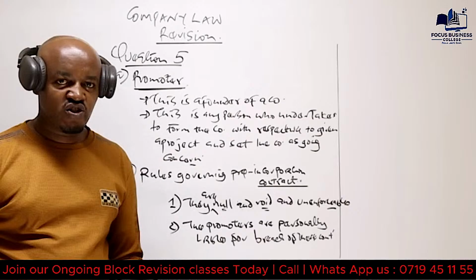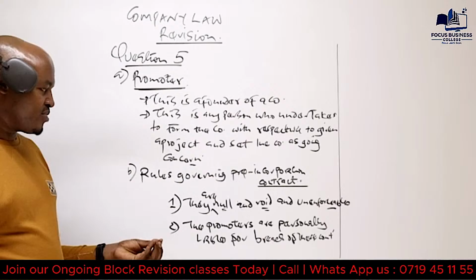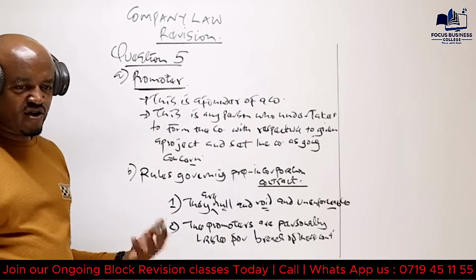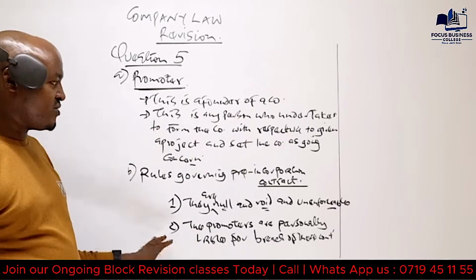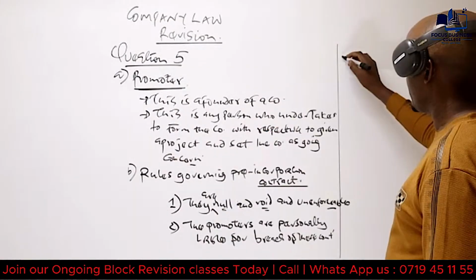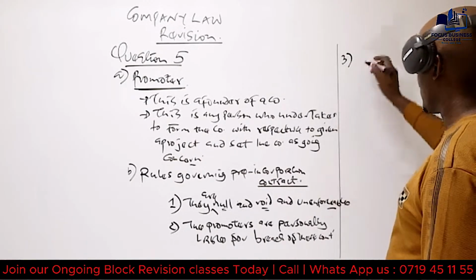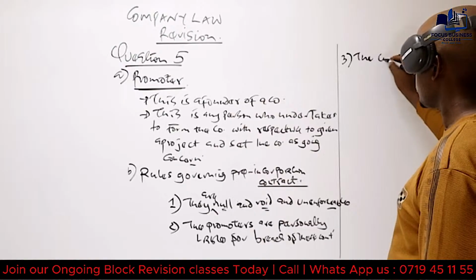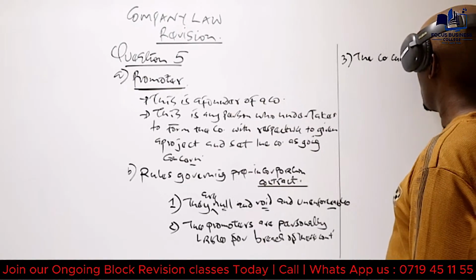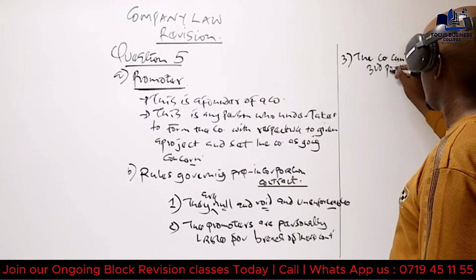That is known as novation. So we talked about so many ways through which the promoters can avoid their personal liability. And we said you need to remember those various ways through which the promoters can avoid their personal liability. Number three, the other rule which governs this particular contract is that the company cannot sue the third party.